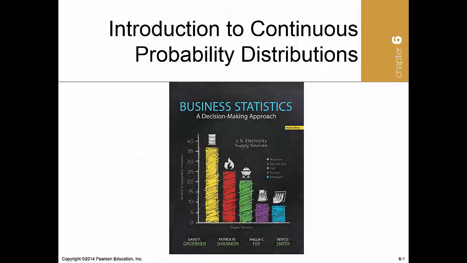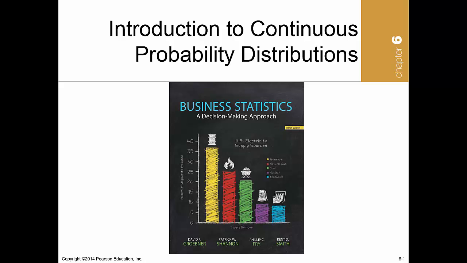Alright, welcome back. In the last chapter we covered discrete probability distributions, including the binomial, Poisson, and hypergeometric distributions. You learned that a random variable can be classified as either discrete or continuous. In most instances, the value of a discrete random variable is determined by counting. But there are also many situations in which the random variable of interest is continuous rather than discrete.